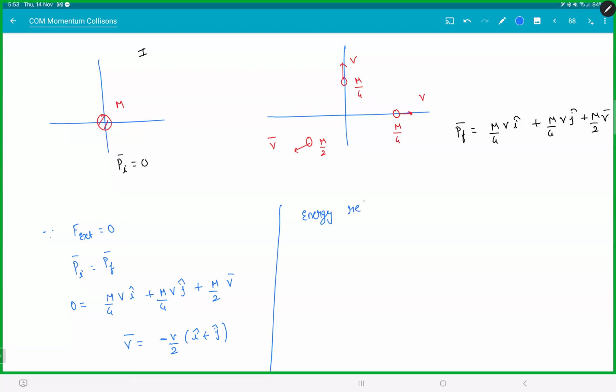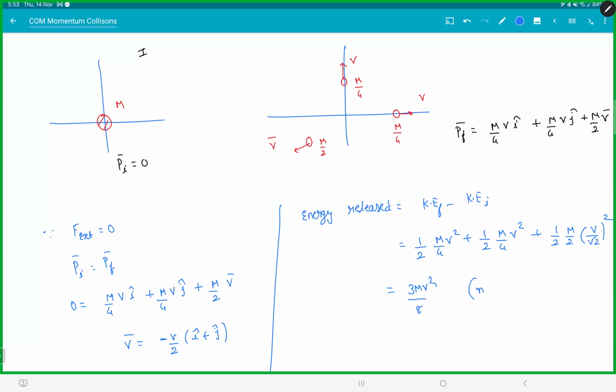The energy released will be kinetic energy final minus kinetic energy initial. This is half m by 4 v square, plus half m by 4 v square, plus half m by 2. This speed will be how much? V by root 2, square. This thing comes out to be around 3 m v square by 8.